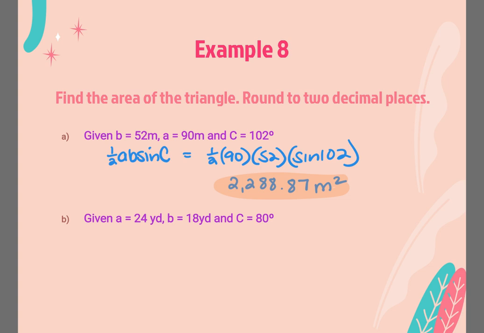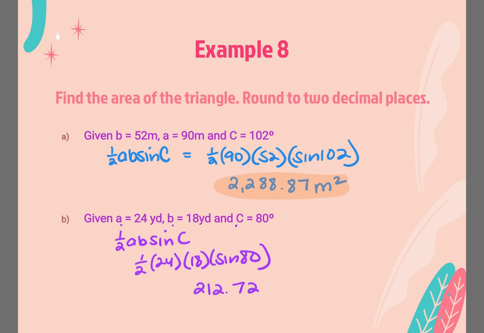Looking at B, it says you're given A, B, again, C. So this would be 1/2 A, B, sine of C, 1/2 24 times 18 times the sine of 80 degrees. So 0.5 times 24 times 18 times the sine of 80 degrees. 212.72 yards squared. And that's it for 8-1.